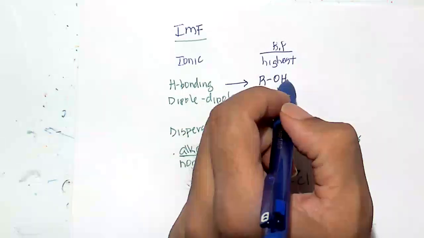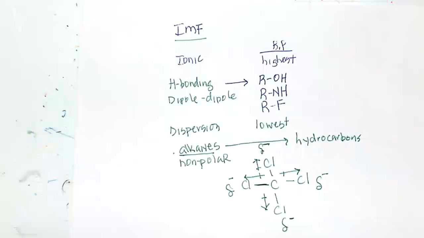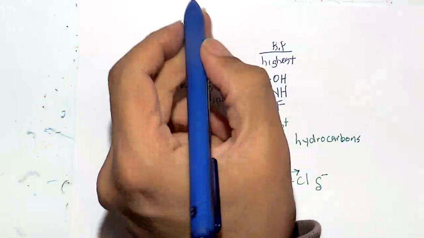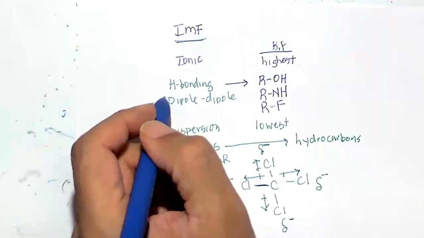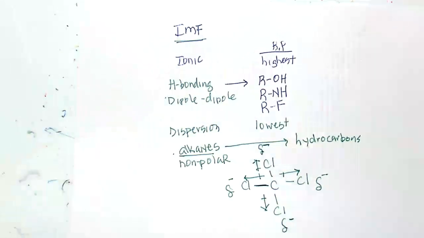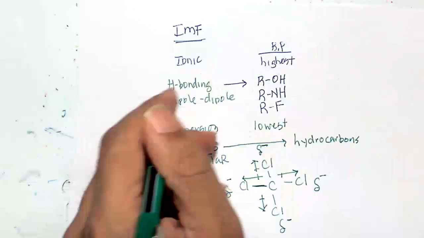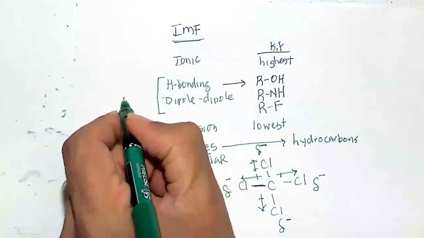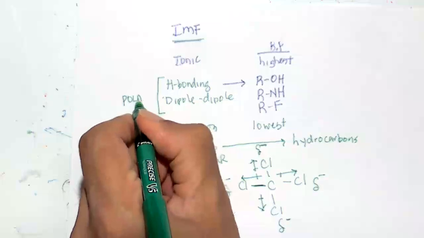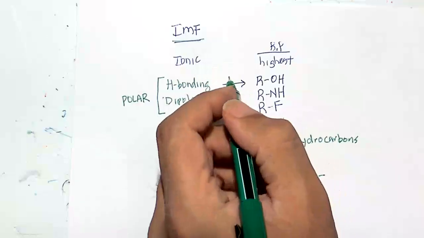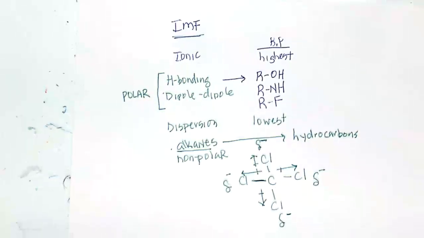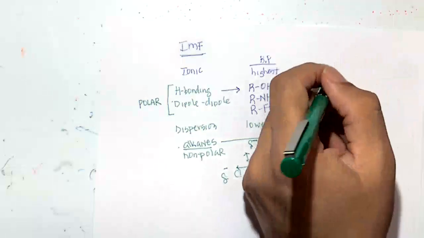So this is dipole-dipole. This is polar, but it has a little extra strength and makes it a stronger intermolecular force than just plain old normal dipole-dipole. These two are called polar. All right, so the highest boiling point will be ionic.